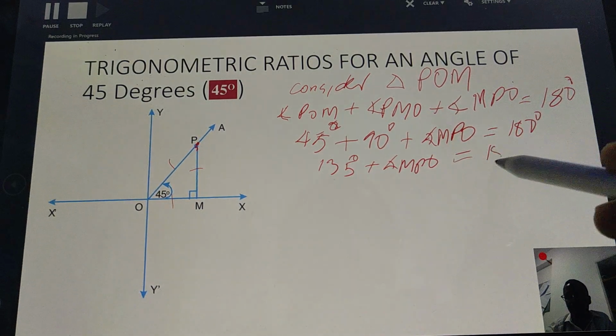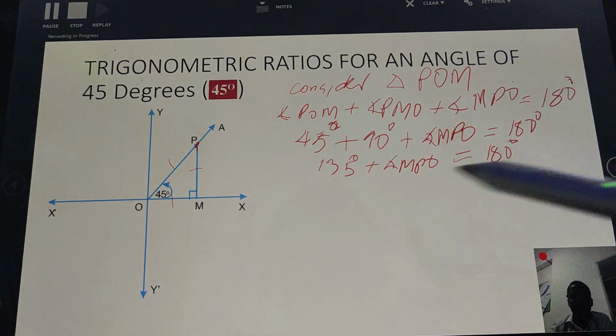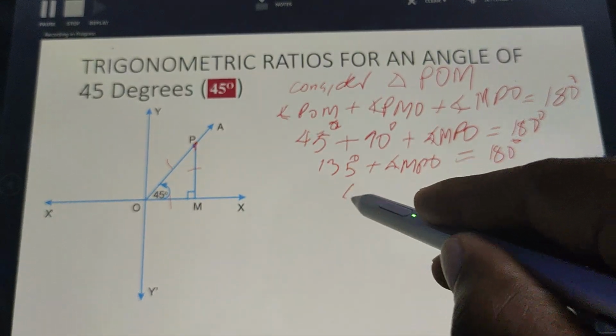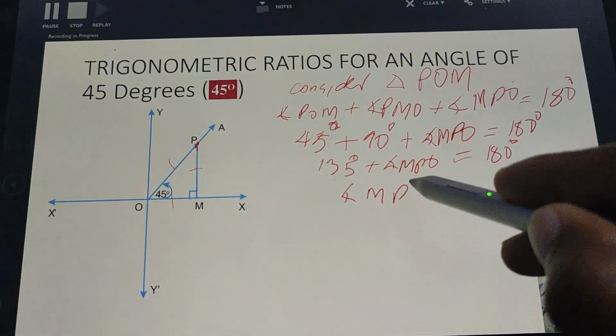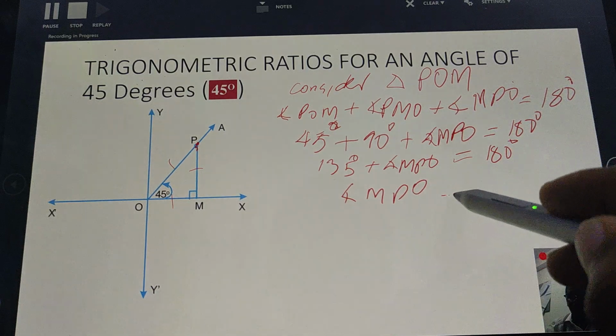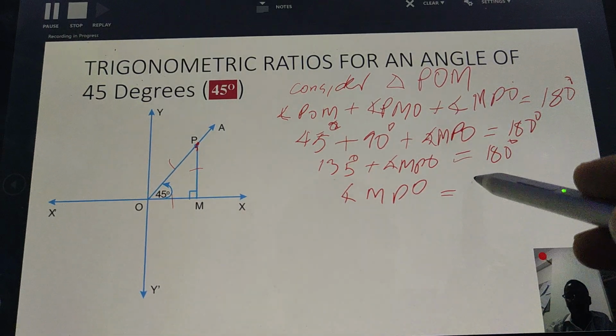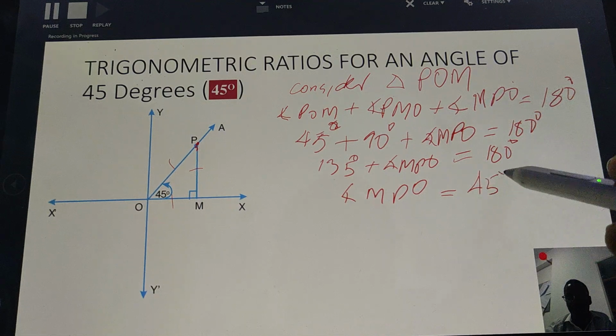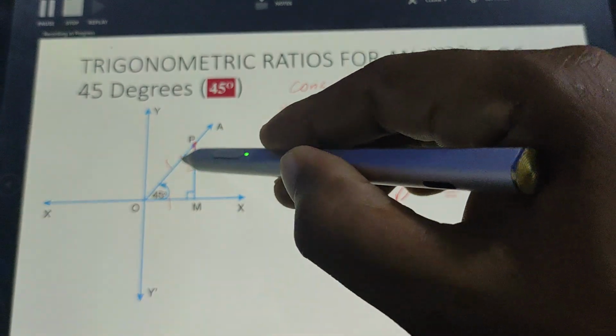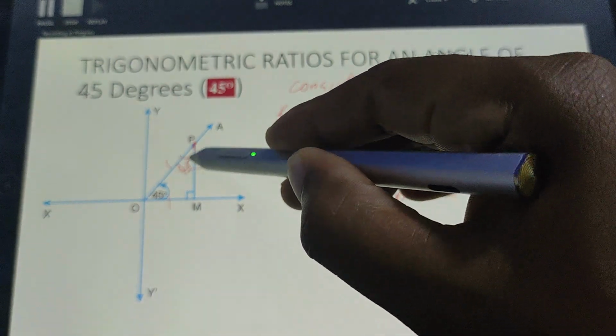The whole of that should be equal to 180 degrees. All right. And which means angle MPO should be equal to 180 minus 135, which is 45 degrees. Which means this angle as well here is 45 degrees.